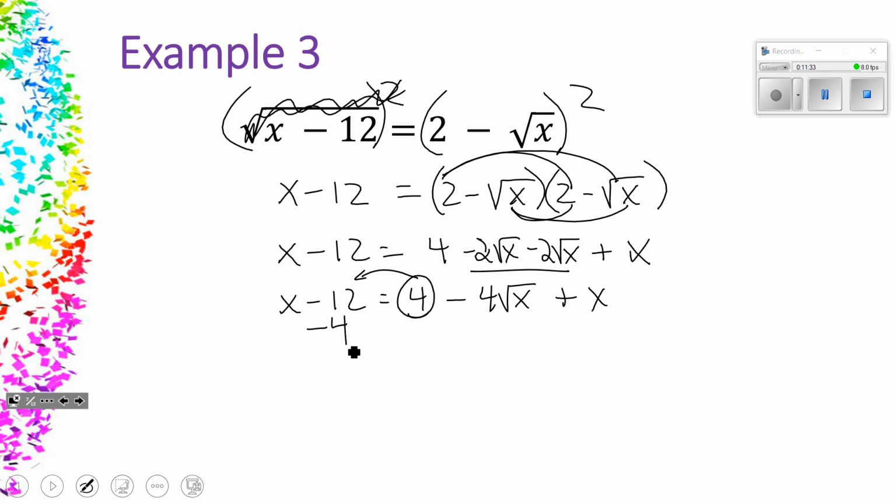That'll become a negative 4. Let's move the x over. That will become a negative x. So far, so good? So those cancel, and I get negative 16 is equal to what?